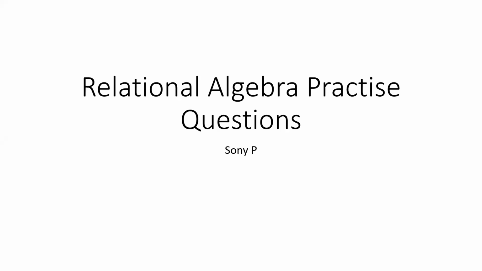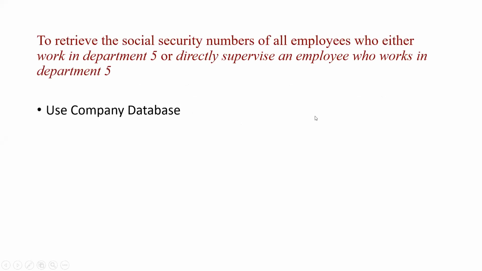Now we can see some of the set operations problems. To retrieve the social security number of all employees who work in the department number 5 or directly supervise an employee who works in the department number 5. Actually, this question contains two parts. Employee who works in the department number 5, and second part, employee who supervises in the department number 5.